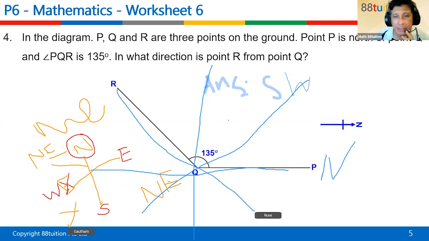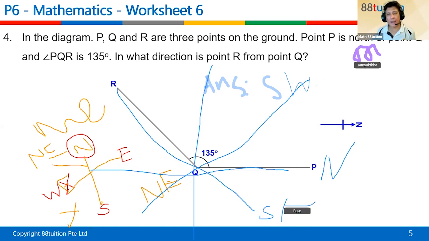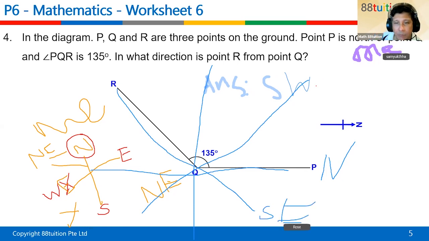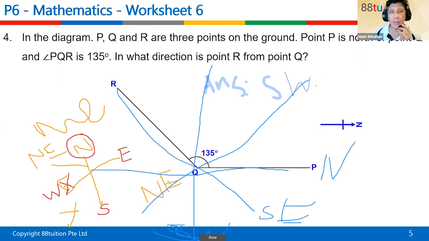I saw Rose drawing the lines. Shanmu is also writing down the answer. Those who tell us that southwest is the correct answer, then I see southeast as well. The correct answer for this question is actually southwest. So children, let me just clean away all your annotations first.